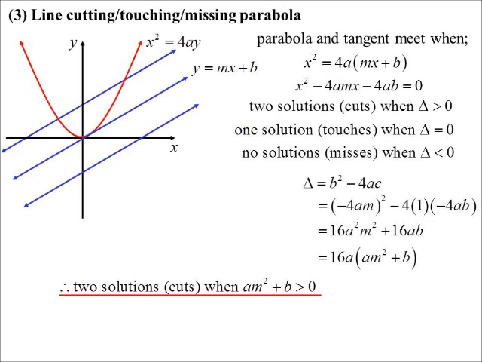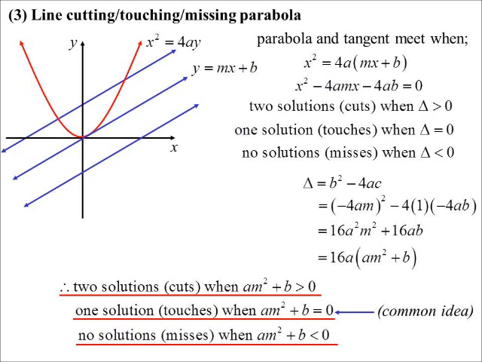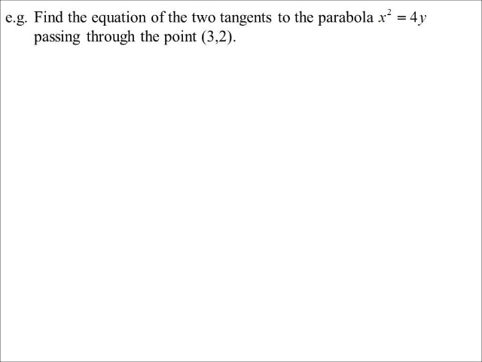So I know it'll have two solutions when am squared plus b is greater than 0. When it's equal to 0, it'll be a tangent. And when it's less than 0, that's when it'll miss it altogether. So I guess that's the advantage of using a Cartesian equation as opposed to a parametric equation. Same question as yesterday though, but I'm going to take it using that Cartesian idea.